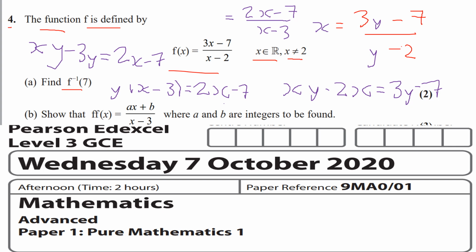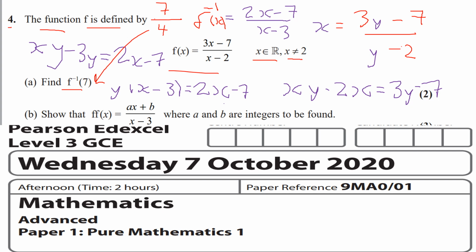And then the final step will be to substitute in 7 into here, so f to the minus 1 of 7. Sorry guys for my workings being a bit bouncy all over the place, because I've got limited space here. So 2 times 7 is 14, 14 minus 7 is 7, over 7 minus 3, which is 4. So my final answer will be 7/4, or 1.75, or 1 3/4. Either answer would suffice.